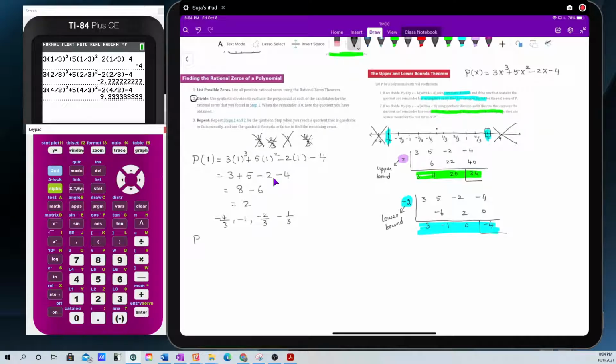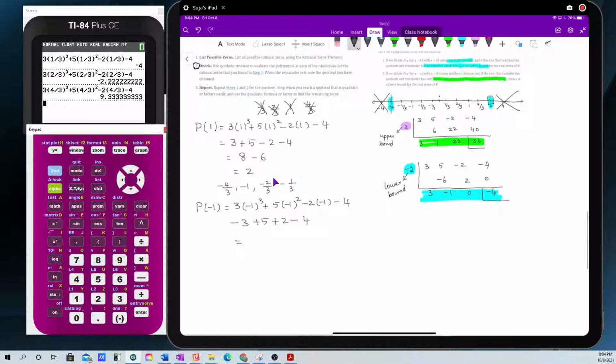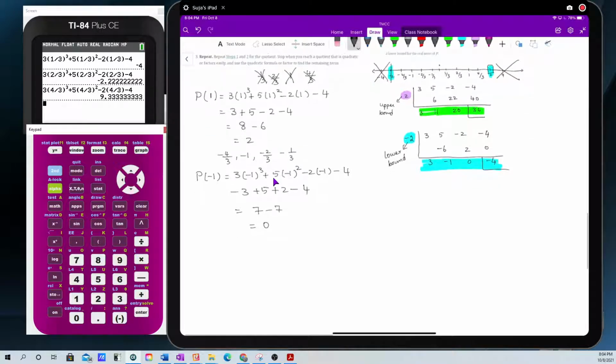So let me do P of negative 1. To begin with, 3 times negative 1 the whole cubed plus 5 times negative 1 the whole squared minus 2 times negative 1 minus 4. Okay, so I have negative 3 plus 5 plus 2 minus 4. Ooh, here it comes. 5 plus 2, 7. Negative 7, 0. So I know x equals negative 1 is a zero of this polynomial.